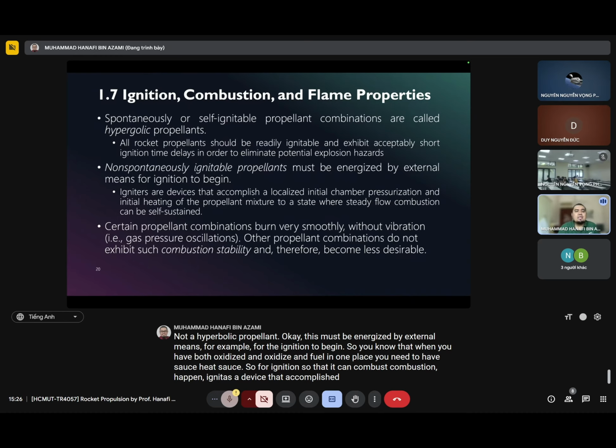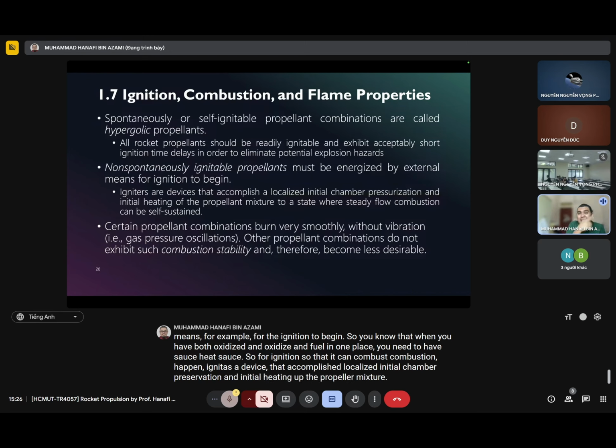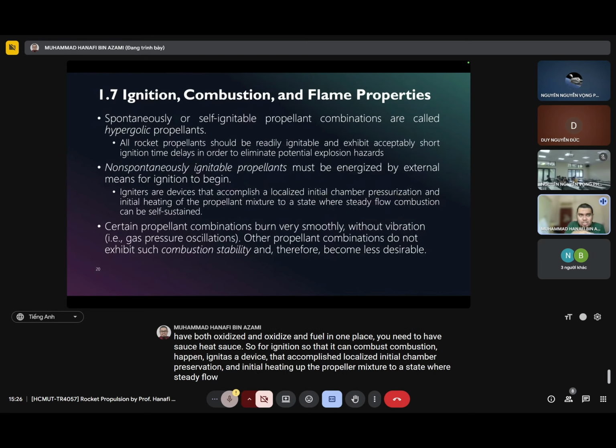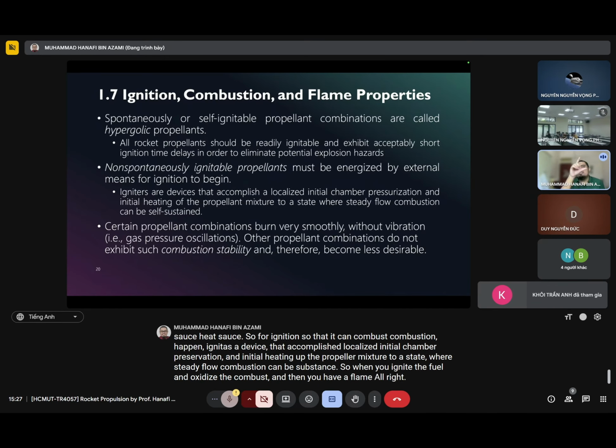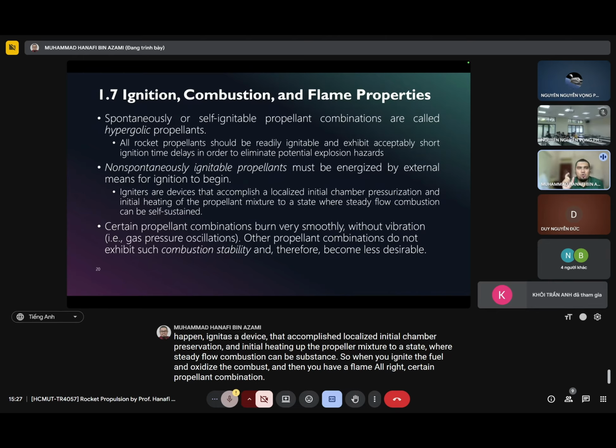All right. Certain propellant combinations burn very smoothly without vibration. Vibration, in other words, is a gas pressure oscillation. So why do you have gas pressure oscillation? Because inside the combustion chamber you have turbulent flow. This turbulent flow will have vortices. You're going to have different spots of pressure location.